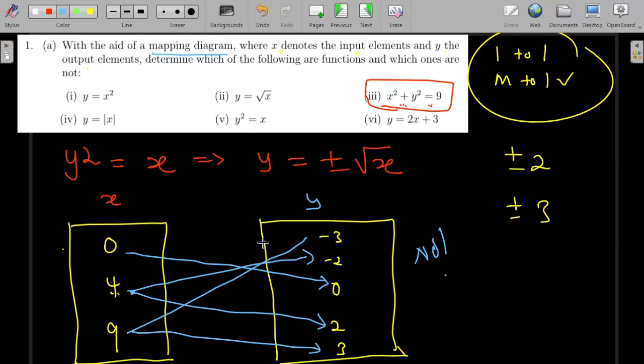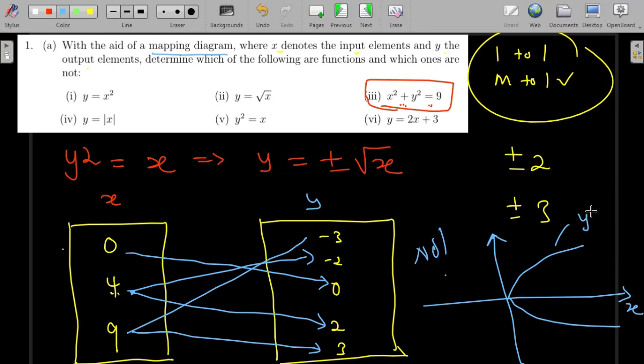So these are the y values. If you want to show it on the graph, the graph of y squared is equal to x is just a quadratic equation that opens in the positive x direction like that. If we draw a vertical line anywhere here, we see that this vertical line will cut it at 2 points. So we're going to conclude that that one is not a function.